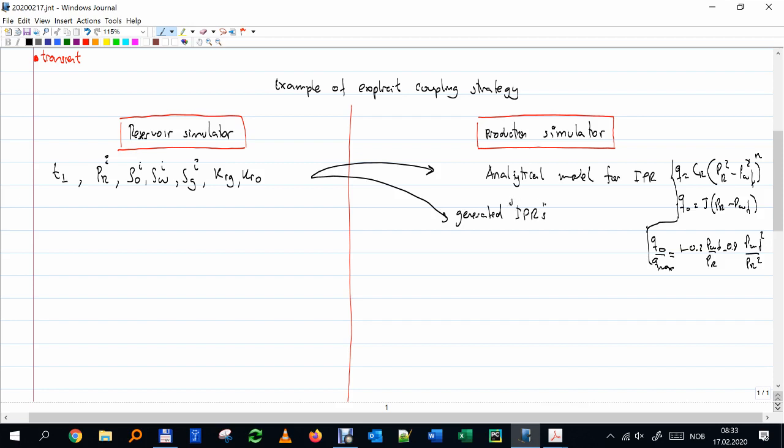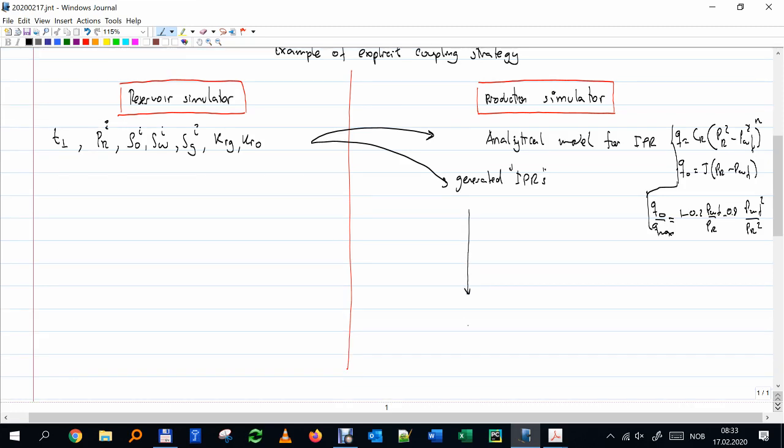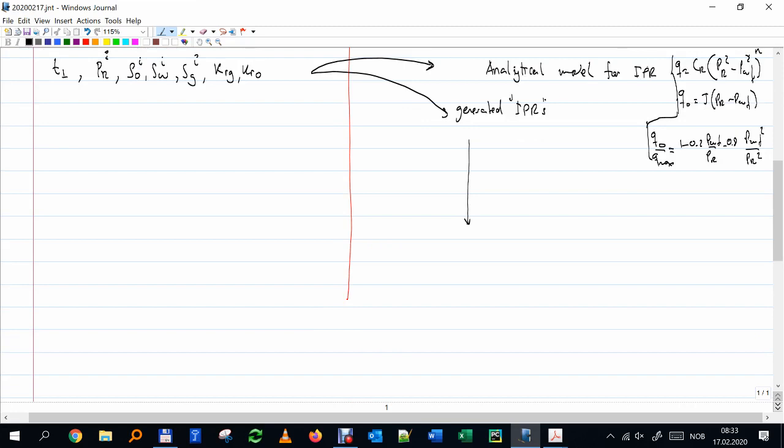Simply, I do some method to calculate the IPR of the well, and that method can be, for example, that you run a multi-rate test. There are different methods to generate this IPR. After that, I use that as an input to my model, either the analytical IPR or the generated IPR. And what do I need to run the network? That's something we learned the week before.